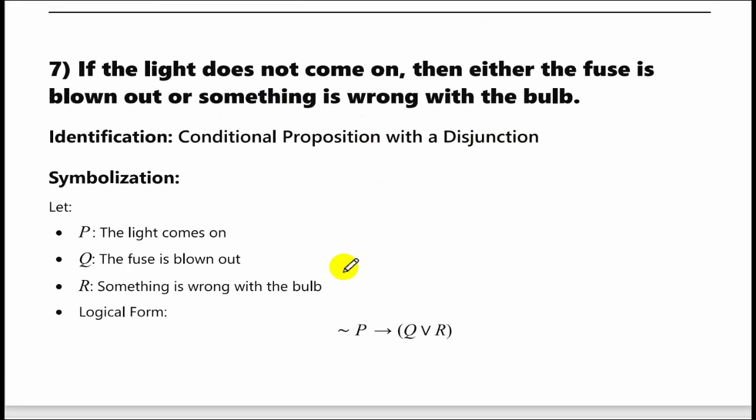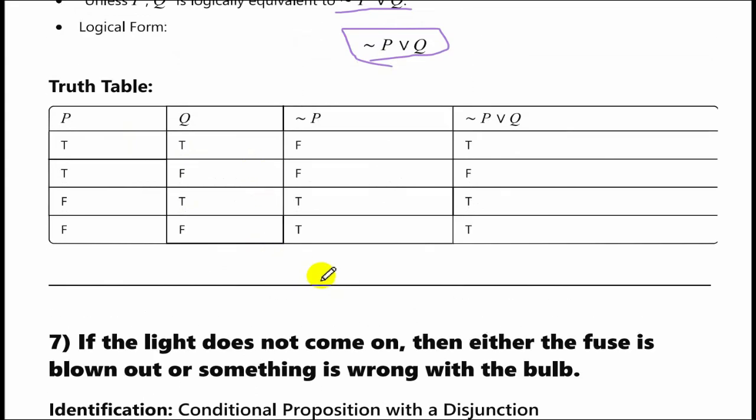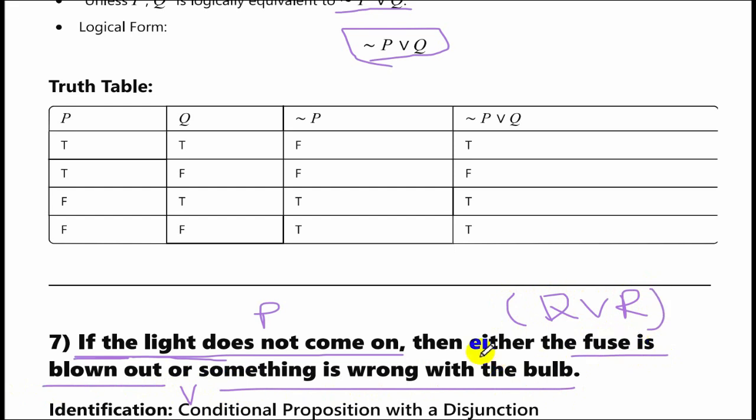Next is: if the light does not come on, if, conditional proposition, if the light does not come on, so it's P, then either the fuse, either means bracket, the fuse is blown out, is Q, or means this one, disjunction, something is wrong with the bulb, is R. So if P, then either Q or R. Okay. If P, then either Q or R.